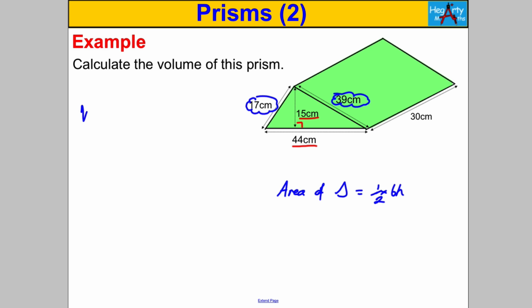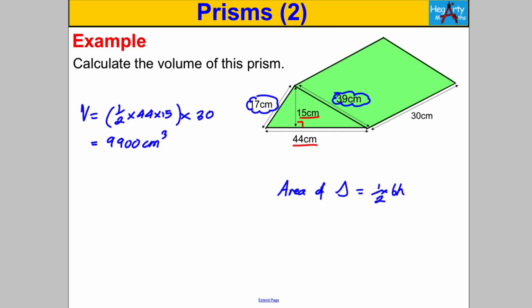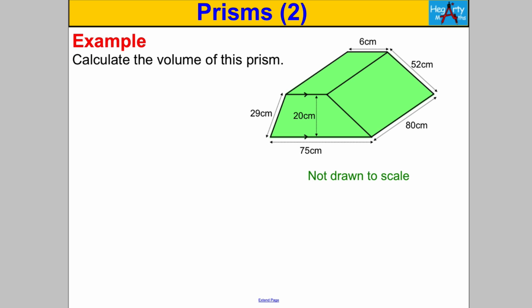So if we're working out the volume of this prism, it's the area of the triangle, which is a half, multiplied by the base, which is 44, multiplied by the perpendicular height, which is 15, and all of that multiplied by the depth of the shape, which is equal to 30. You can get your calculator out and do 0.5 multiplied by 44 multiplied by 15, and then multiply that by 30, and you get 9,900. All the lengths were centimeters, so the volume is going to be centimeters cubed, and we're done. Okay, next question. Pause the video, have a go.